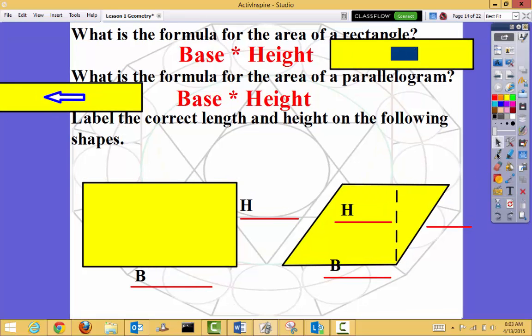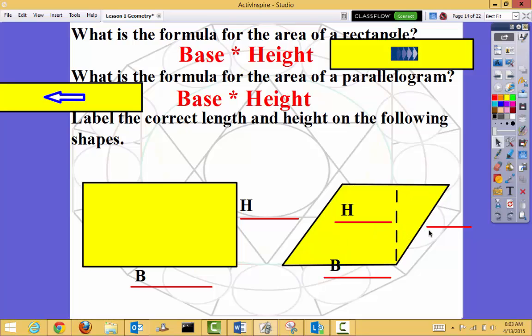Now let's check our work. This is my height, and this is my height. This is its base, but you'll notice it says length. Can you think of why it says length? The reason is because they are synonyms. Base is the same as length. And this is also length.